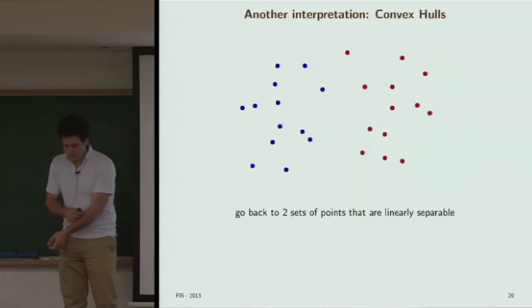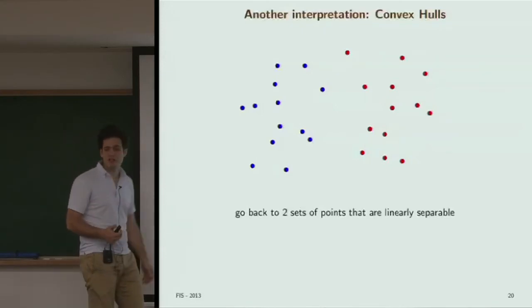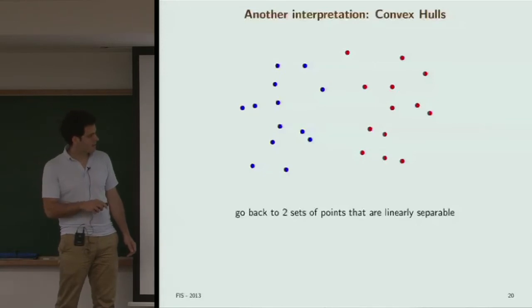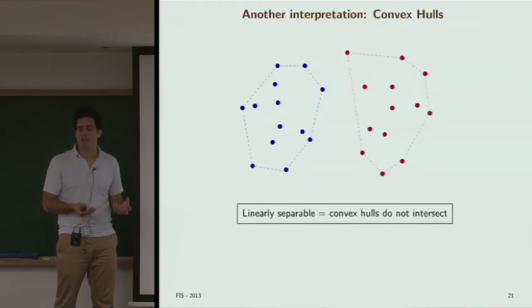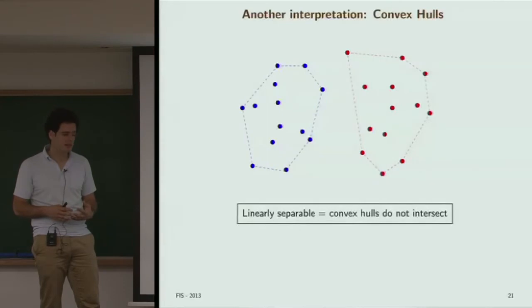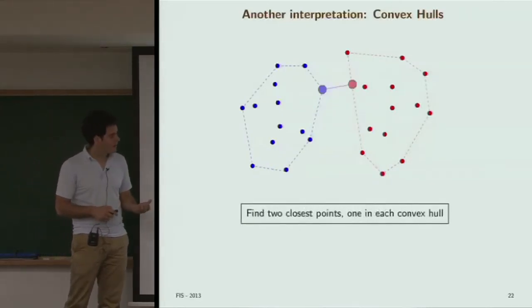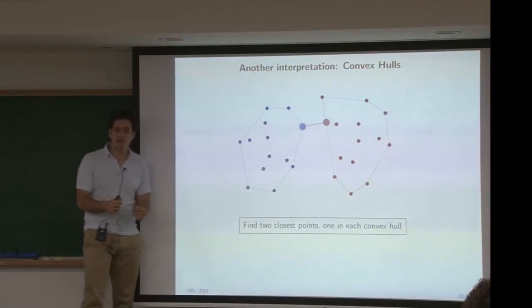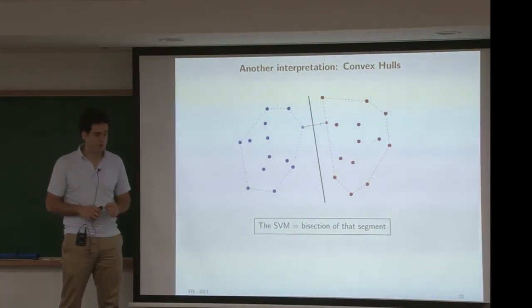So remember, I think you probably remember this, so we'll go fast. There is another interpretation of the SVM in geometric terms, which is quite nice. Imagine that we have blue points and red points, which are sets which are linearly separable, meaning that their convex hull do not intersect. This is the definition of linear separability for sets of points. Well, the SVM will just simply compute the two closest points from each set and then take the bisection that passes through those closest points.